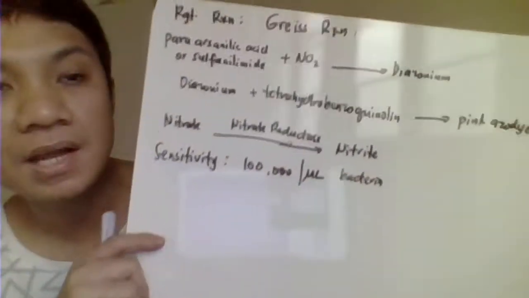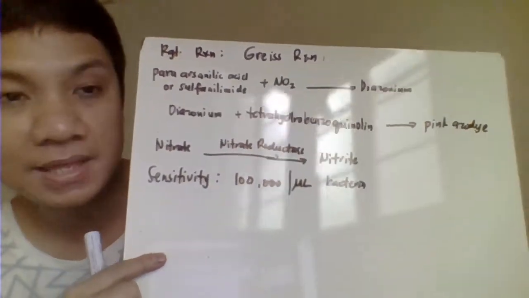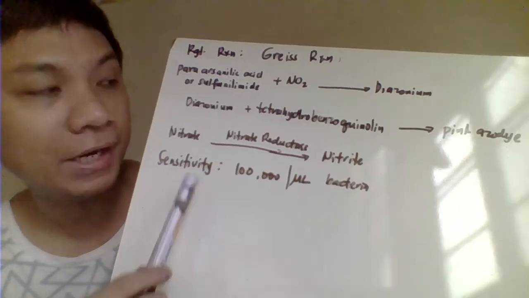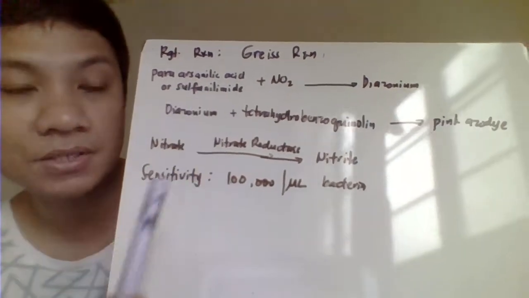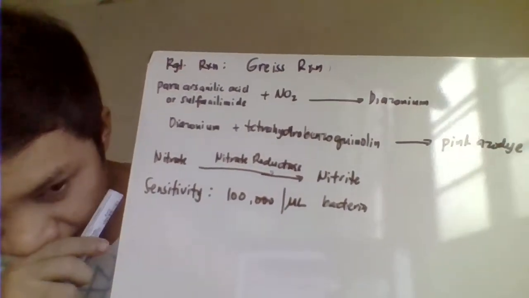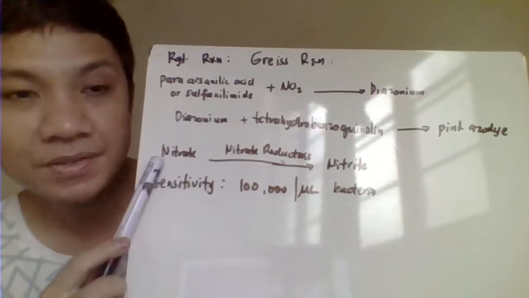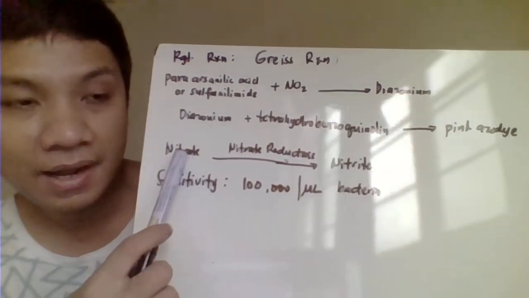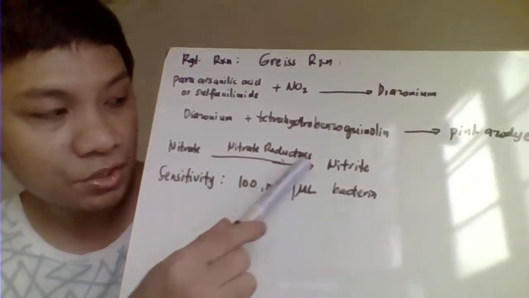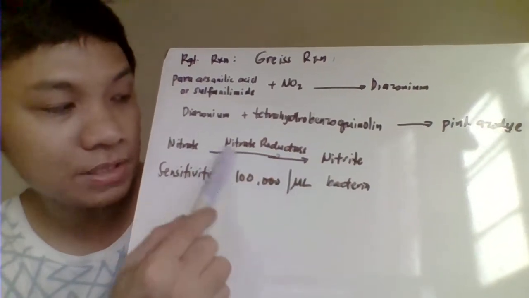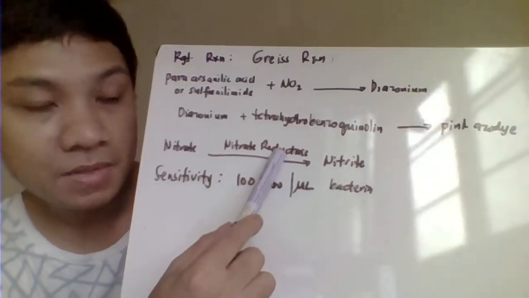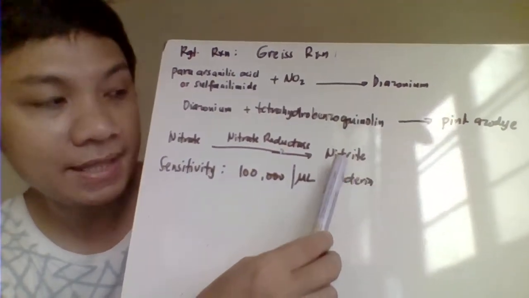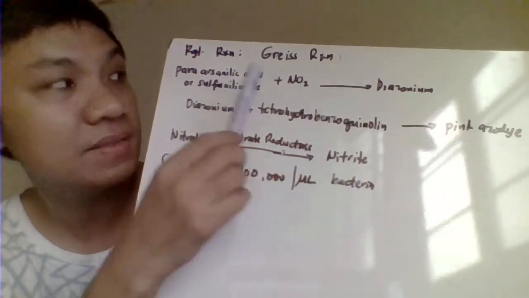Okay, we have here the test principle of your test pad for nitrite. This is the Griess reaction. Before you have this reaction in your test pad, first we have the basic reaction. You should have nitrate as your substrate, acted on by nitrate reductase. This represents the bacteria that will convert nitrate to nitrite. Once you have nitrite, this will react in your test pad.